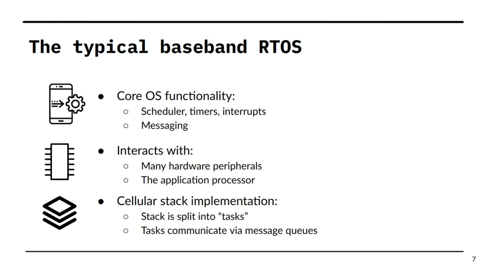The baseband RTOS is responsible for mainly two things. One is to interact with the hardware peripherals, which most of the time will trigger some over-the-air interaction, so some digital signal processors and similar. But it also has, for instance, a shared memory region with the application processor, so with the Android or iOS side of things, basically, to forward messages and do all the fancy things we need to do for calling, having mobile internet, and so on.